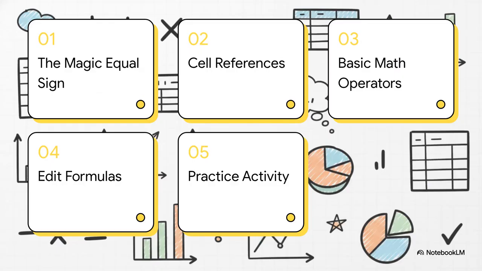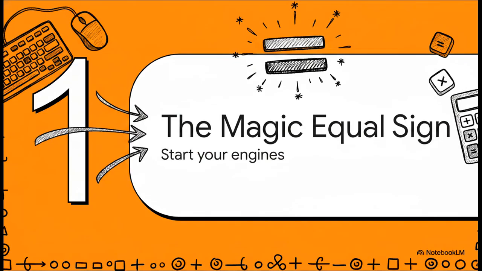So, here's our quick roadmap for today. First, the magic equal sign. Then, understanding cell references, followed by basic math operators, how to actually edit those formulas, and finally, a quick practice activity to lock it all in. All right, let's dive right into part 1, the magic equal sign.